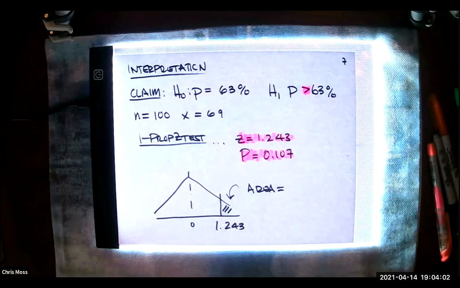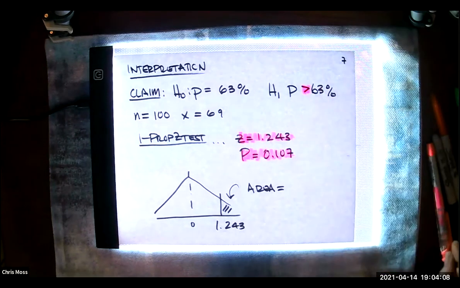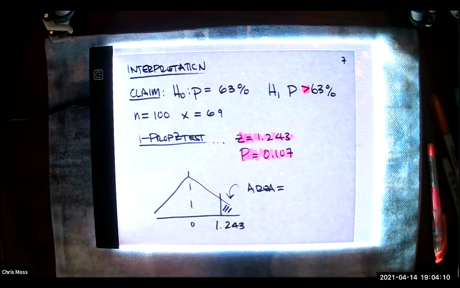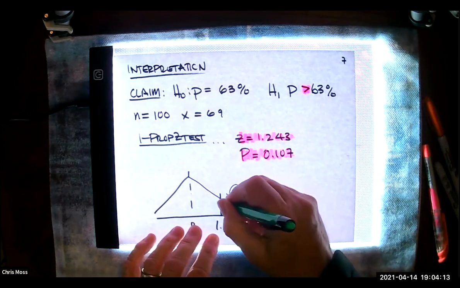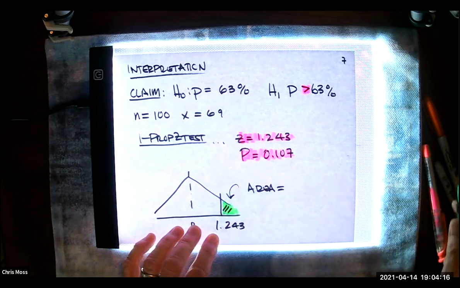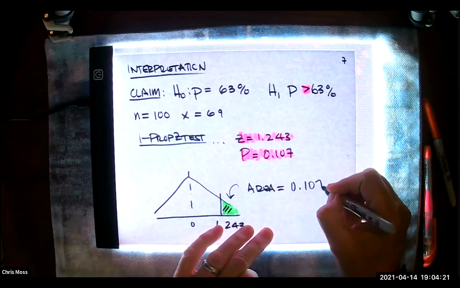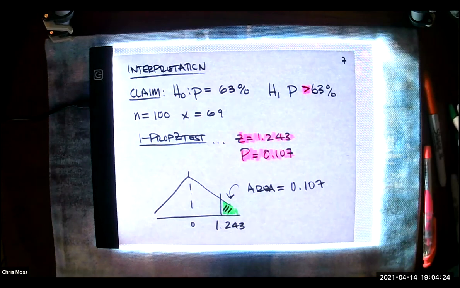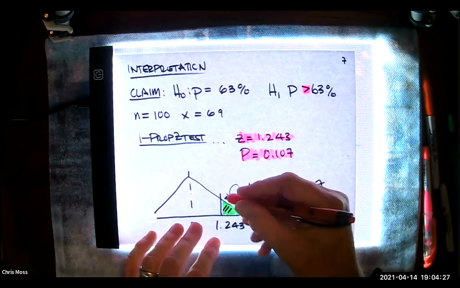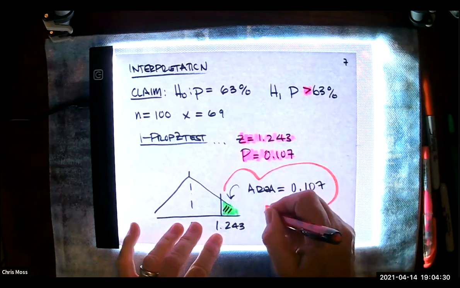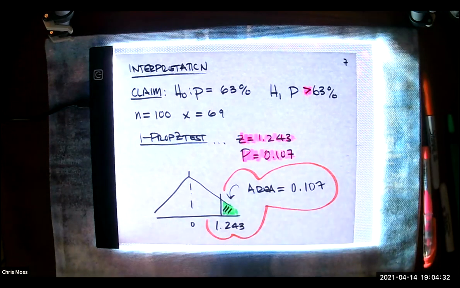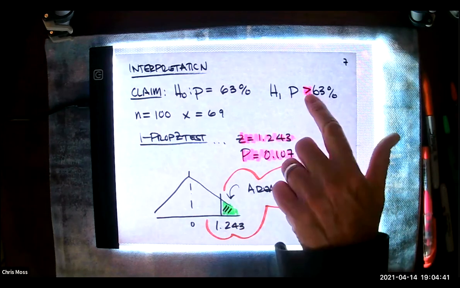So interpreting it is really where it's all at. So I've got the p-value, I've got my hypothesis there, and the shaded area right here is the 0.107. So that's the way that one comes down. I really want to make it solid that people understand that a p-value is an area. It's an area based on test detail and claim detail.